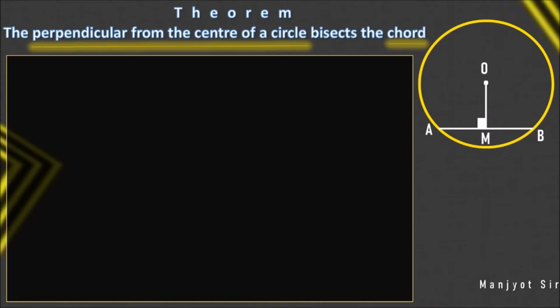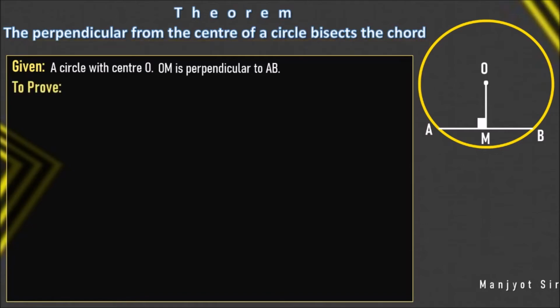So this was the given statement which we got from the theorem, right? So let's write this in the given. In the given we can say that there is a circle with center O and we have OM perpendicular to AB. Now what we need to prove, it says this perpendicular bisects the chord. Bisects means this perpendicular OM divides the chord into two equal parts. That means we need to prove AM is equal to BM. This perpendicular is dividing the chord into two equal parts. That means somehow we need to get AM equal to BM. Now, students, we all know that two segments are equal or congruent when two triangles are congruent.